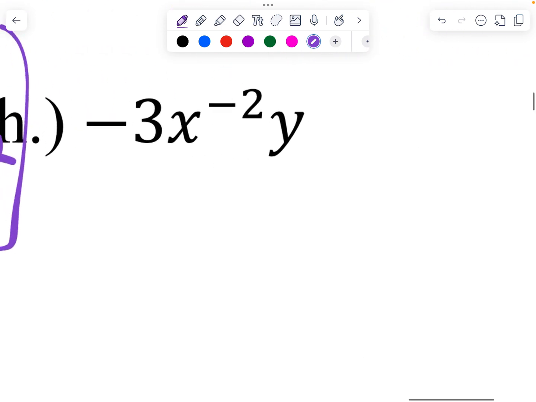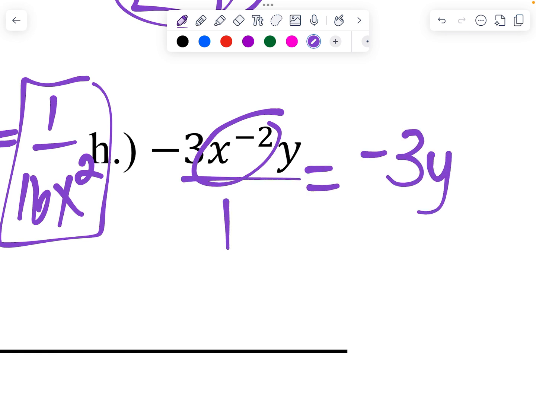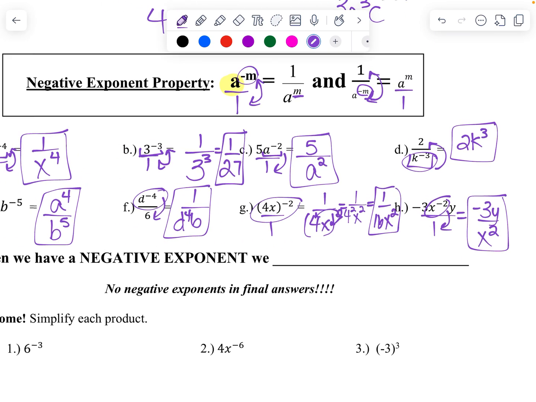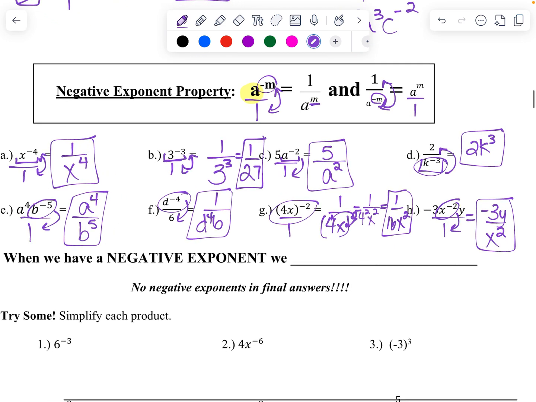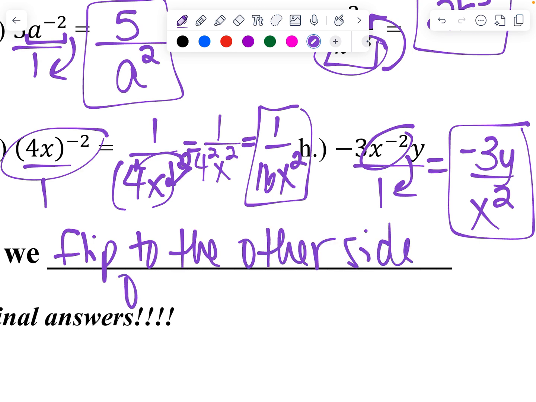And then the last problem, we are looking at negative exponents, not negative numbers. So that negative 3 is going to stay put. We're not going to move that. The only thing we're going to move is that x, and it's going to come in the denominator and now become a positive 2. So we're only moving what has a negative exponent. When we have a negative exponent, we are going to flip to the other side of the fraction.